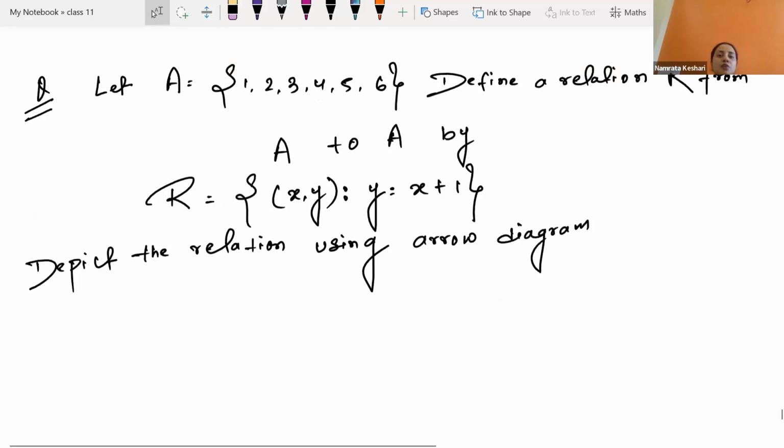is having elements 1, 2, 3, 4, 5, 6. Define a relation R from A to A by R. Okay, R is given in set builder form, the set of all ordered pairs (x, y) such that y is equal to x plus 1. Depict the relation by using an arrow diagram.